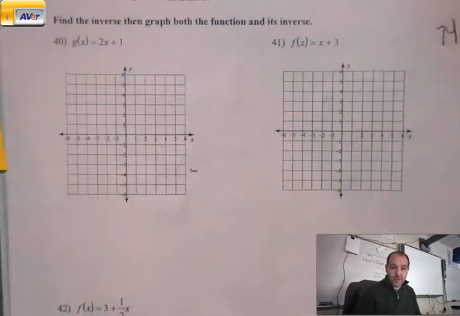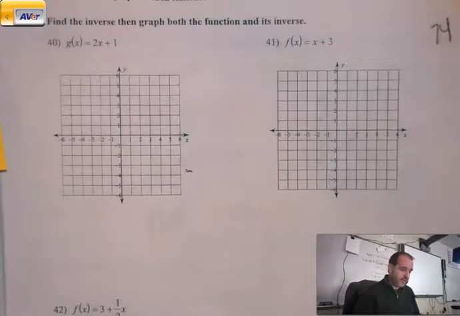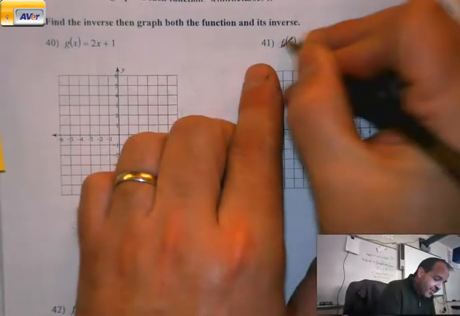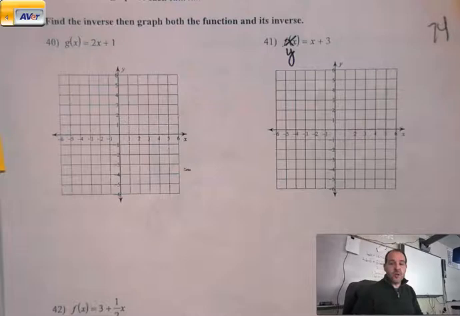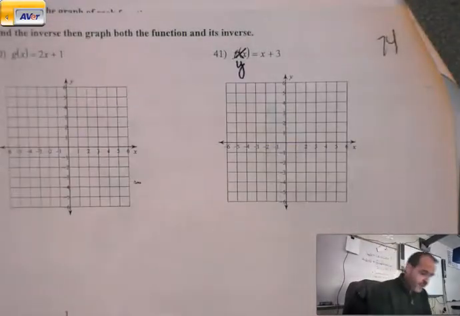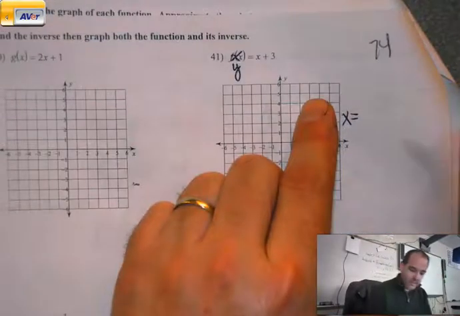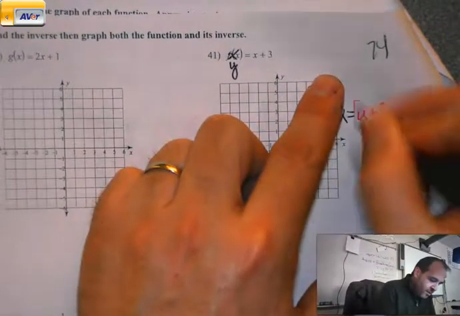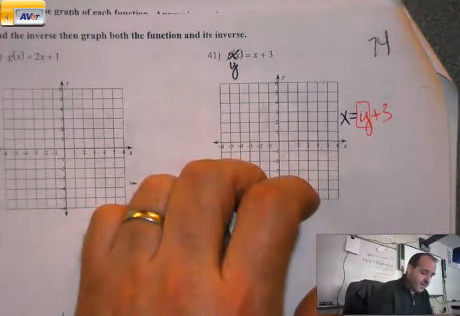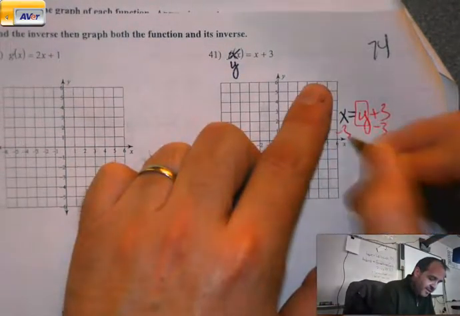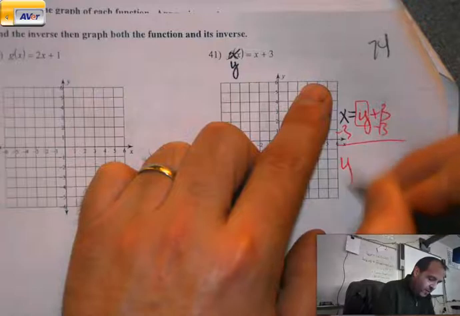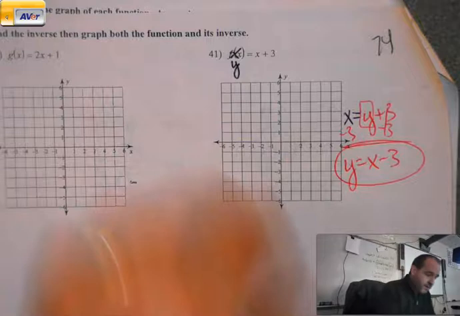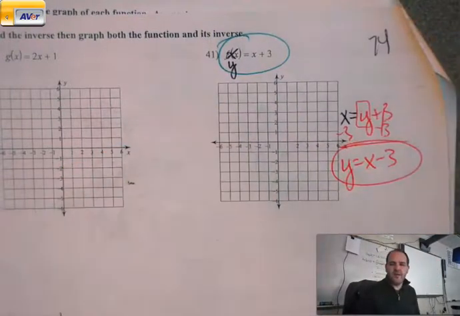Find the inverse, then graph both the function and the inverse. Okay, this one I'm only going to do one. So here, still y equals. So job number 1, switch x and y. I'm going to change colors here. Solve for y. You're like, well, that's easy. Hardy, why you get the easy one? Hey, it's got to happen every once in a while. Okay. So we're going to do that one in red. We're going to do this one in, what's that, aqua?